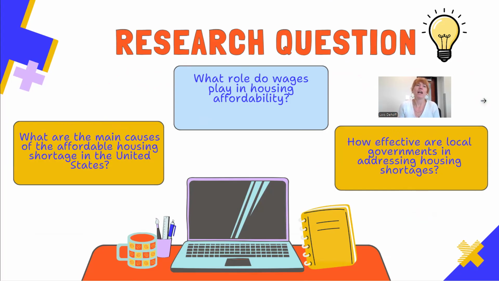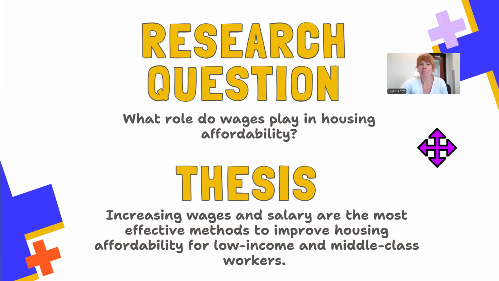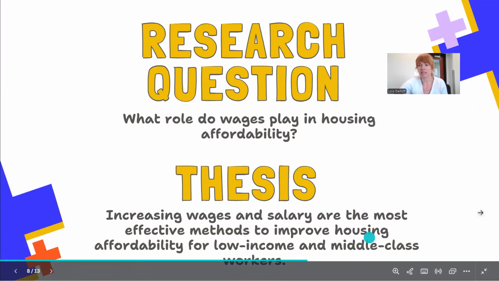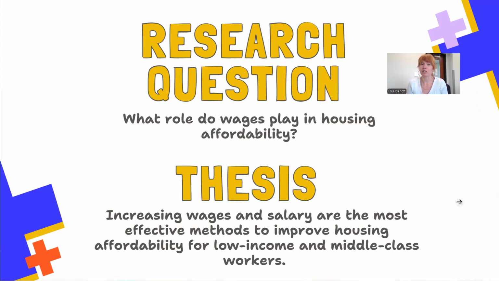You've got to choose one. You've got to choose what you're going to focus on within your topic, so you can really start to straighten up and think about what kind of sources you need. In this case, I've chosen the question, what role do wages play in housing affordability? I am curious about the money piece, of course. This is important because my research question helps me develop my thesis. And my thesis is going to occur in the first paragraph of my research paper.